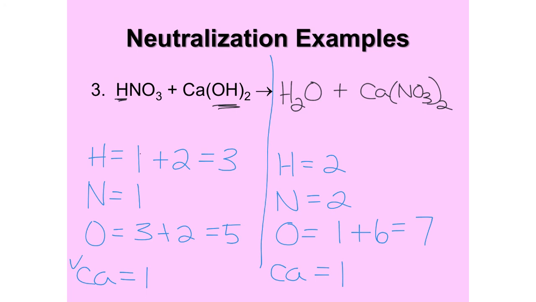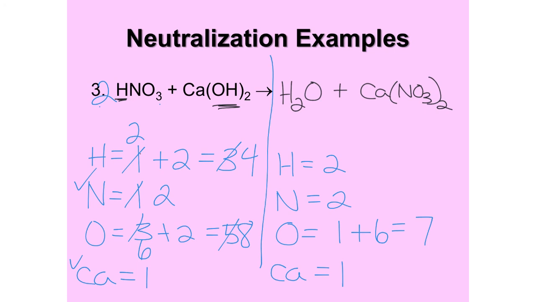Nitrogen is going to be the easiest thing to fix because that only shows up in one spot on either side. I will need to put a 2 in front of HNO3. That would change those hydrogens to 2, giving me 4. Nitrogen would be 2, which is what I want. And oxygen, 6 here, plus 2 from the calcium hydroxide to give me 8.